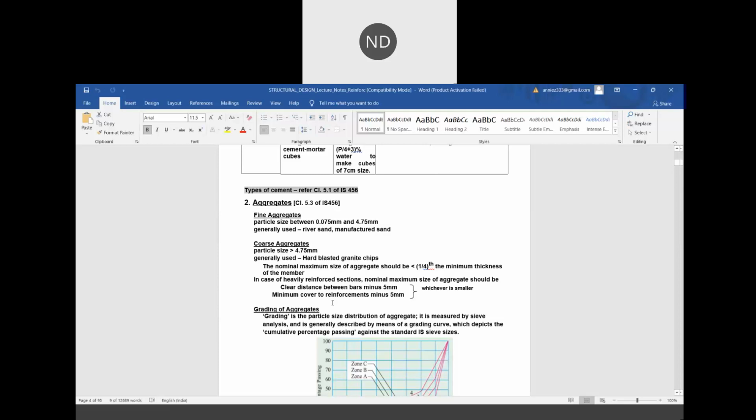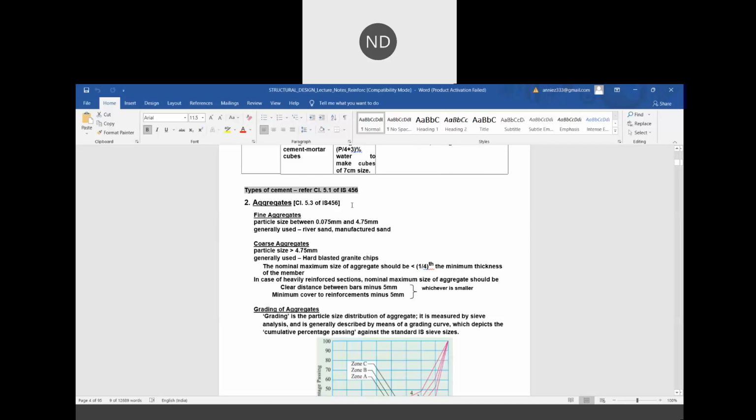Actually, everything is important from here, because when you are using these materials, how you need to check the quality and what the importance of these is, all of that will be in your IS 456. So you should know your IS code.